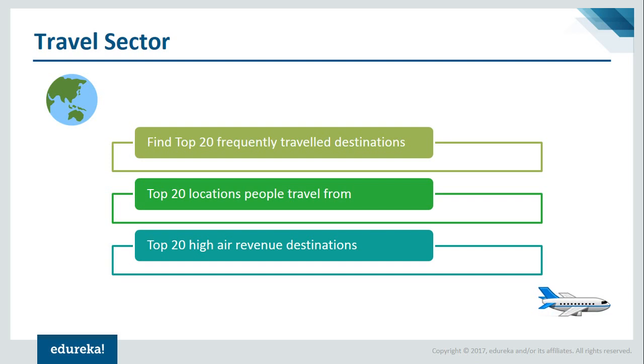So we're going to find out the top 20 frequently traveled destinations. We are going to find out the top 20 locations people travel from, which means we're going to find out the home city. And then the top 20 air revenue destinations. Let me just show you. I'll be using Pig. I have a travel data set that basically contains the location from where you're traveling to where you're traveling to, so the airport code basically, and then air price, car price, hotel price, things like that. And these are the things that we're going to find out, and we're going to use Pig.